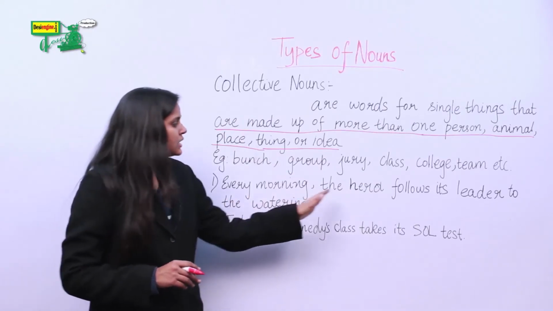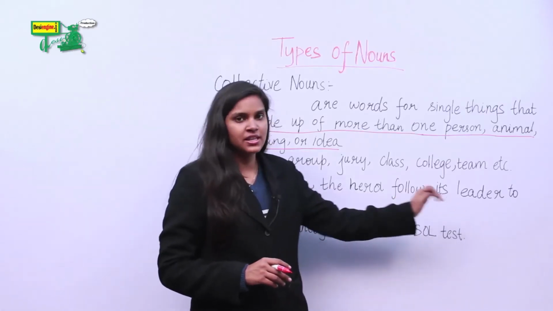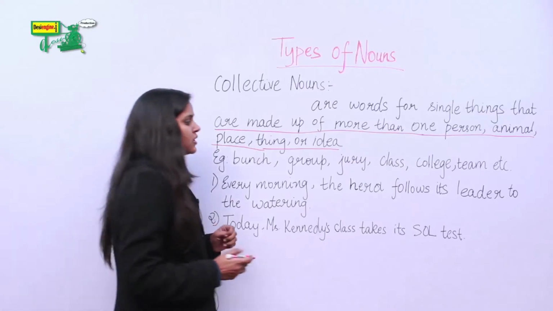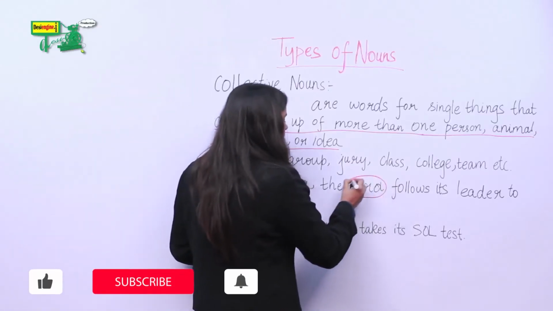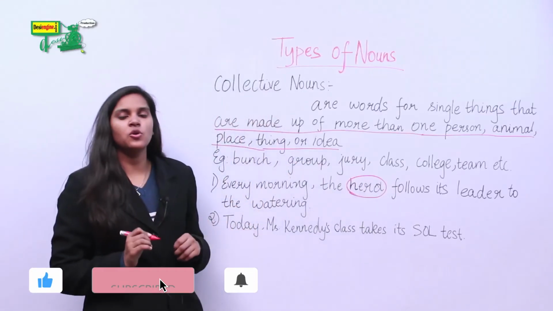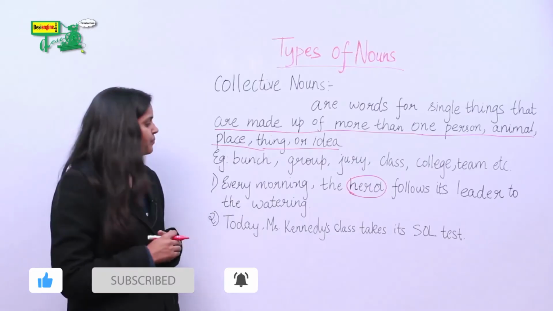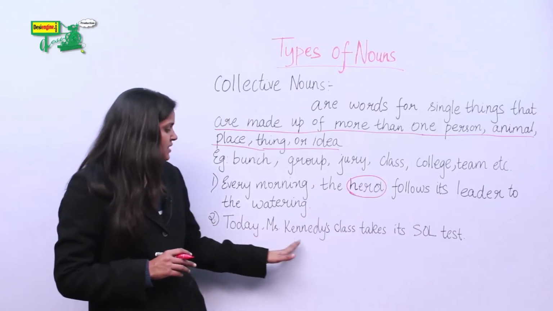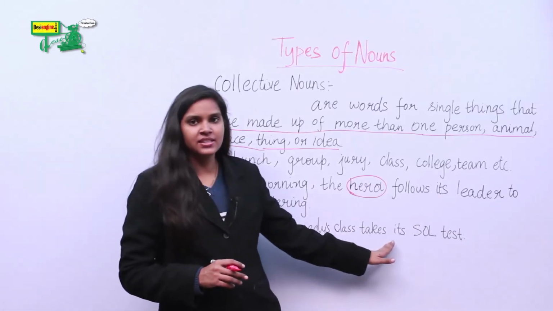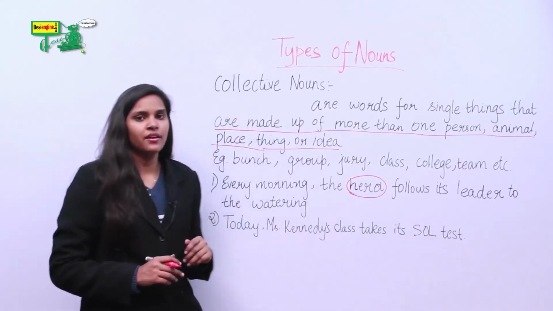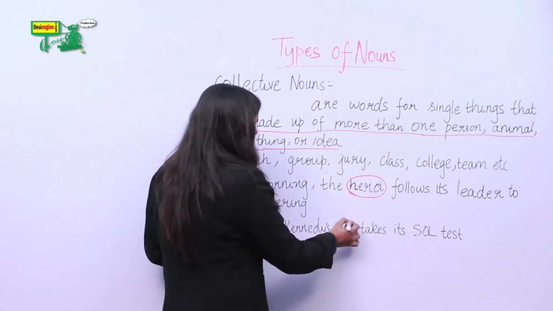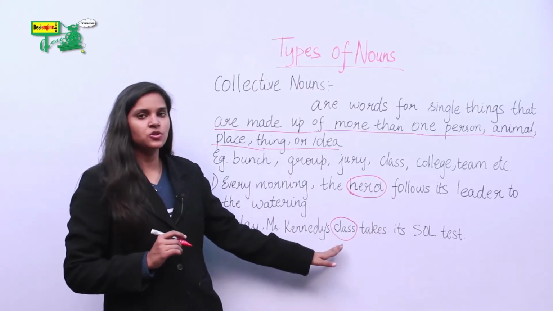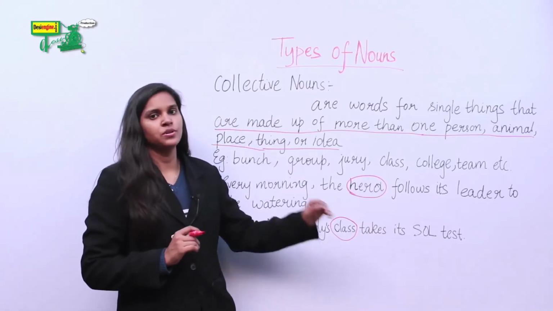Let's take a few sentences where we'll try to identify the collective nouns. Every morning, the herd follows its leader to the watering hole. Here, a collective noun is the herd because it denotes a group. In the next sentence, today, Mrs. Kennedy's class takes its SOL test. Here, class becomes a collective noun because it talks about a group.